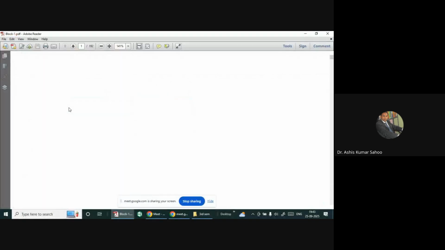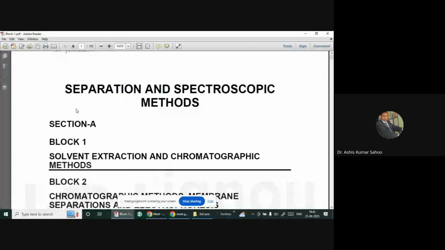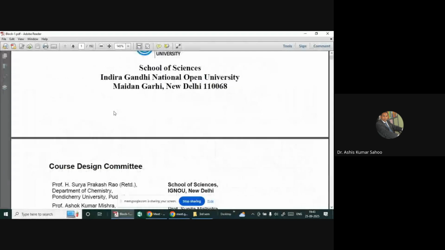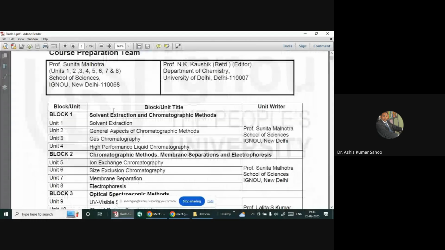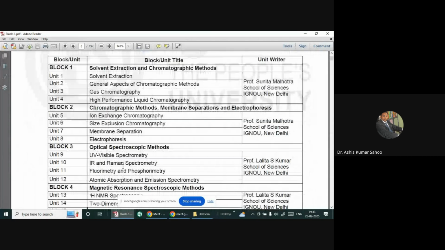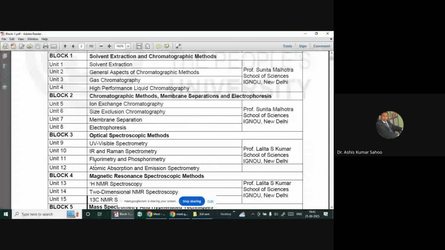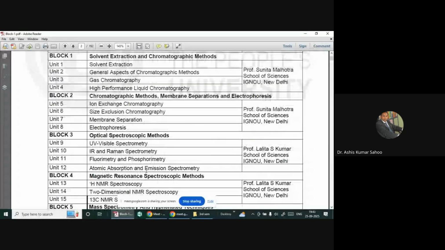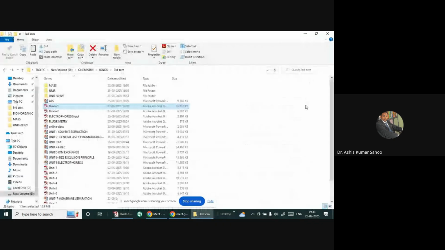That's it. Okay. So you can see the separation and spectroscopic methods. We have already discussed almost all of them: ion, size, membrane, UV, IR, colorimetry, flame photometry, atomic emission spectroscopy, three-dimensional mass spectroscopy, etc. Only I'll show you some hydrogen spectroscopy, that is, proton NMR.